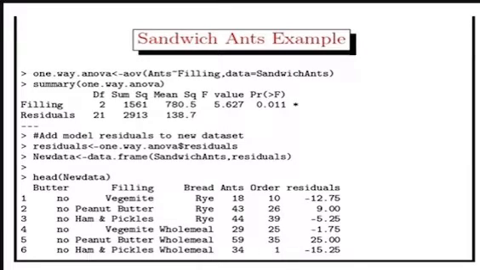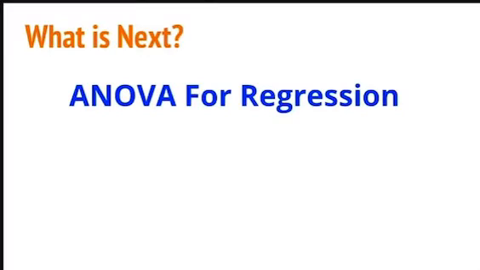Okay, now the next one we want to talk about is ANOVA for regression.